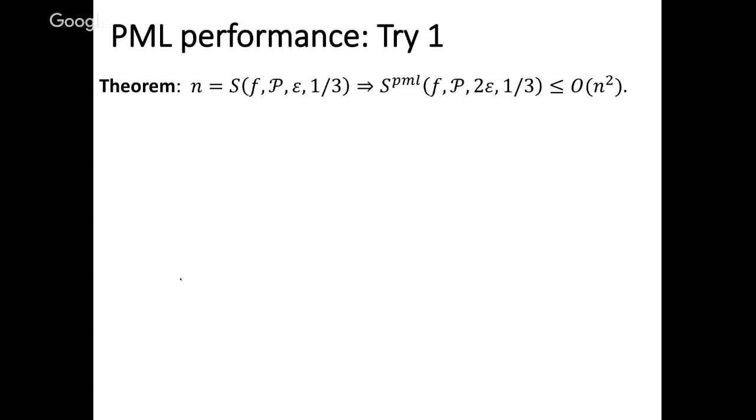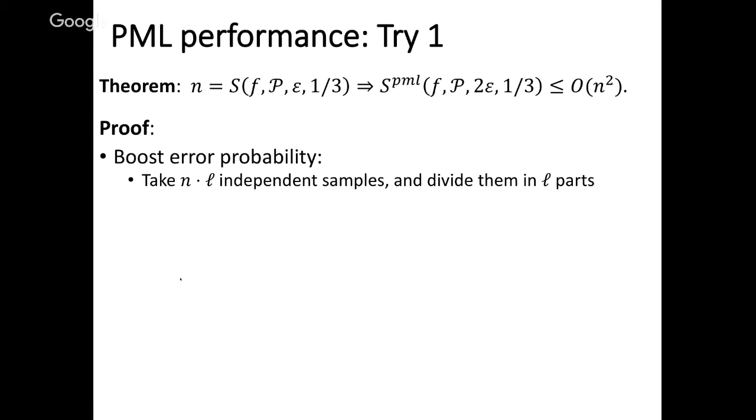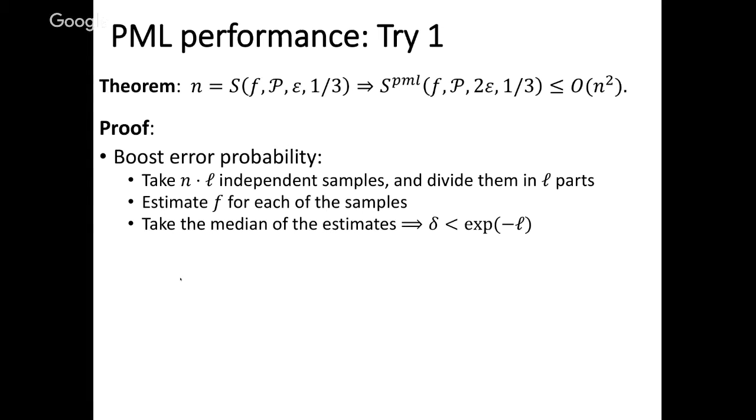Okay, clearly this is a bad result in the sense that we are requiring a quadratic number of samples. So why is it even good? But this is a general result and it holds for every possible p. The way it works is you first take some n times L independent samples and divide them into L parts. For each of them, you estimate f independently, and you take the median of these estimates. You can show that the error probability now drops exponentially with L. This is called the standard median trick.